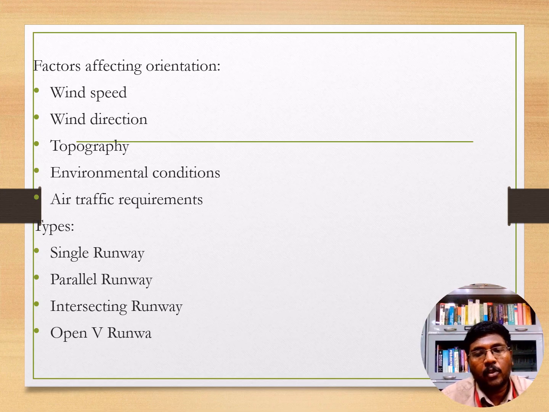Next we see the different types of runway present inside an airport. There are 4 different types of runway, namely single runway, parallel runway, intersecting runway and open V runway. A single runway means there is only one runway present in the airport. Parallel runways are runways present parallel to each other. Intersecting runways are when more than one runway intersects each other. Open V-shaped runways are runways arranged in a V shape.